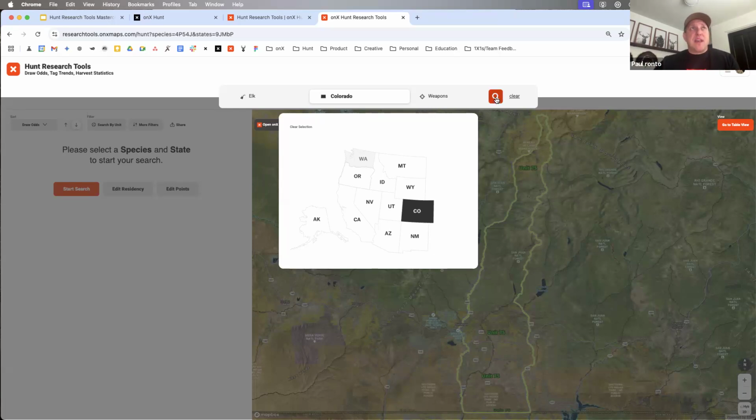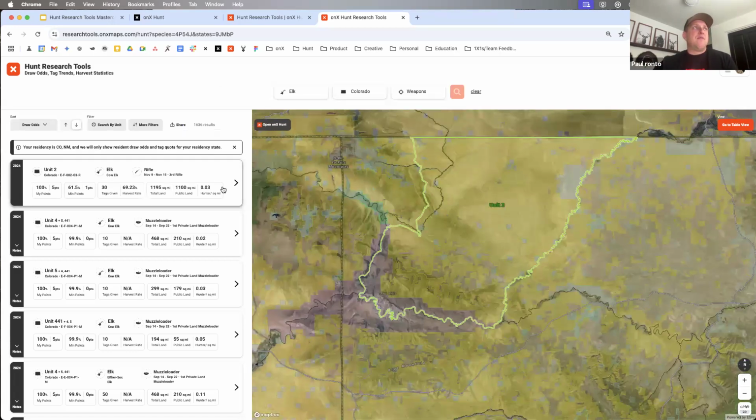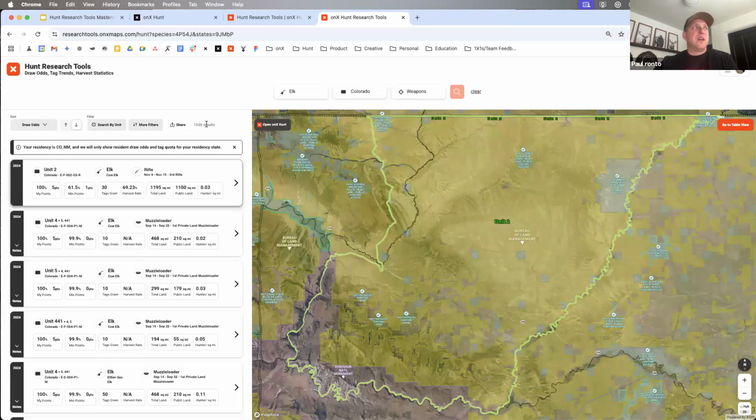And then I can fire that search. I can hit the red button and it'll fire all of these results. You'll see there's 1,636 results. So that's a ton, and so I want to start filtering this. I want to start whittling this down to results that are going to make the most sense for me.